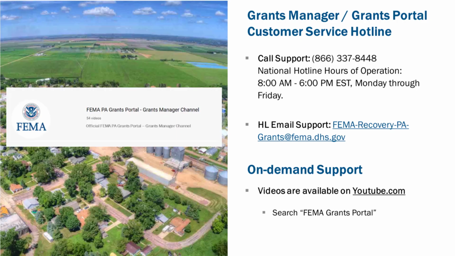For technical assistance with Grants Portal or Grants Manager, you can call the PA Grants Portal Grants Manager hotline at 866-337-8448. National hours of operation are 8 a.m. to 6 p.m. Eastern, Monday through Friday. The hotline can also be reached by email at FEMA-recovery-PA-grants@fema.dhs.gov. We have many recorded webinars and tutorial videos available on our YouTube channel. You can find them by searching YouTube for FEMA Grants Portal or via the Support Center in Grants Portal or Grants Manager.